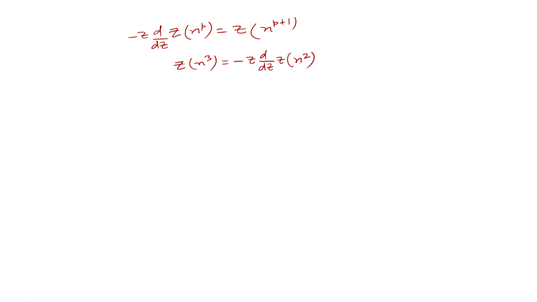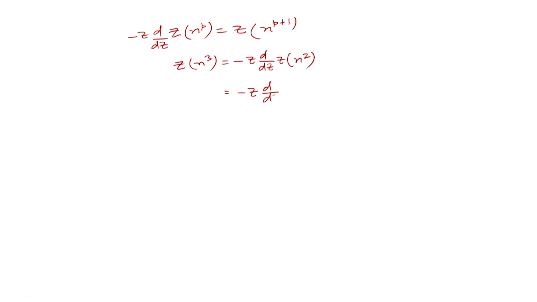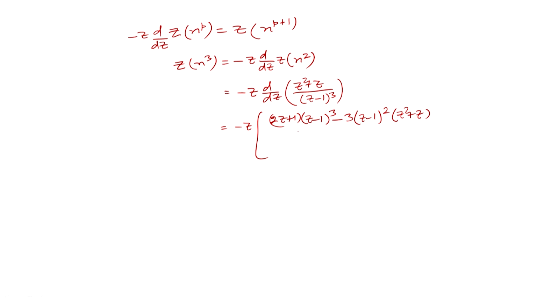Okay. Z of n square we know. So, Z of n square is this one. Okay. (z square + z) over (z - 1) whole cube. So, minus z d over dz of (z square + z) divided by (z - 1) whole cube. Okay. So, you can differentiate this. Okay. This will give you minus z times [(2z + 1)(z - 1) whole cube minus 3 times (z - 1) whole square into (z square + z)] divided by (z - 1) to the power 6.